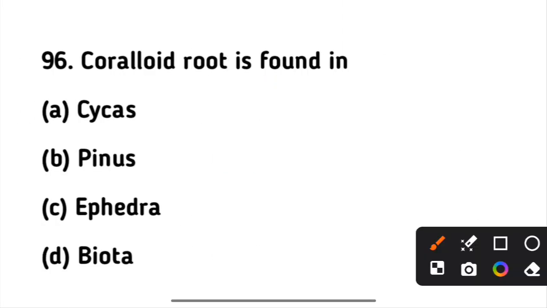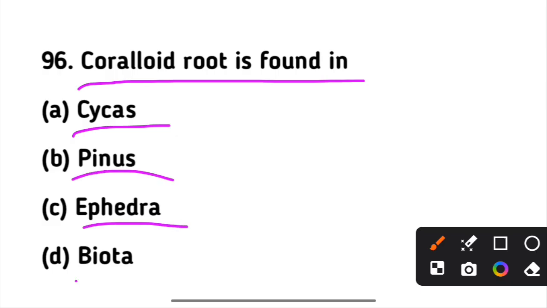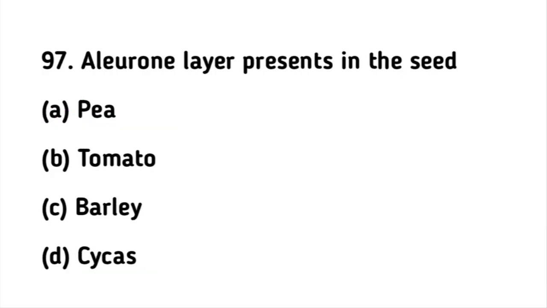Next, coralloid root is found in cycas, pinus, ephedra, thuja. Option A is correct, cycas.